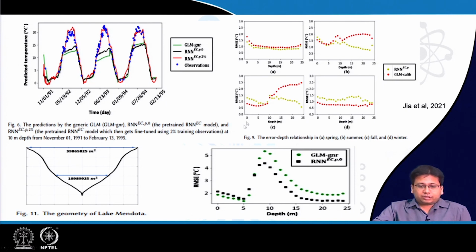They have also calculated the error at different depths. Green is what we get from the proposed model, and red is what we get from the calibrated General Lake Model which we saw. And we see that at certain depths, for example in this case, the proposed model gives lower RMSE than even the calibrated GLM process based model could do.